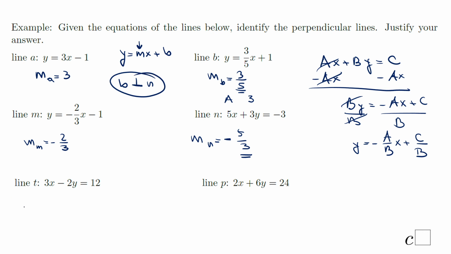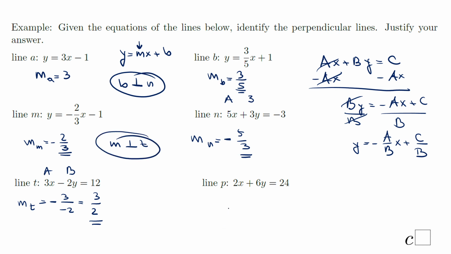Let's go to line T, the slope of line T. This is A, this is B, so we have negative. A is 3, B is -2, so the double negative cancels out. So we have 3 halves. 3 halves and -2/3 are negative reciprocal. So the lines M and T are perpendicular lines.